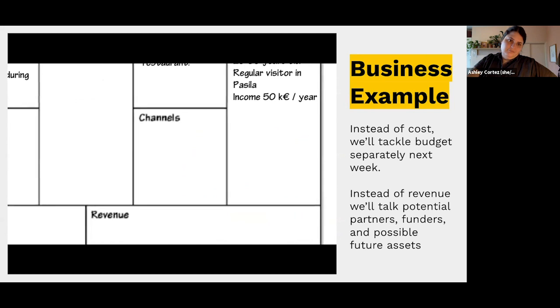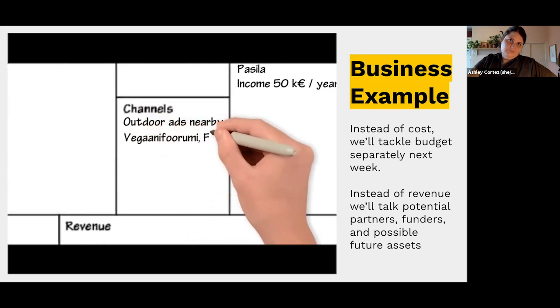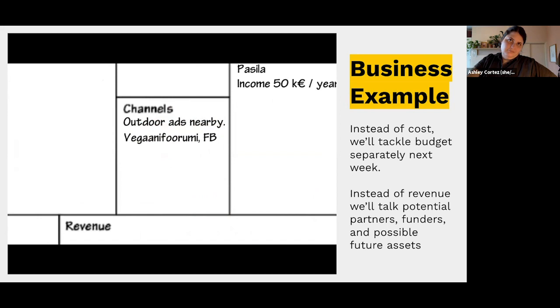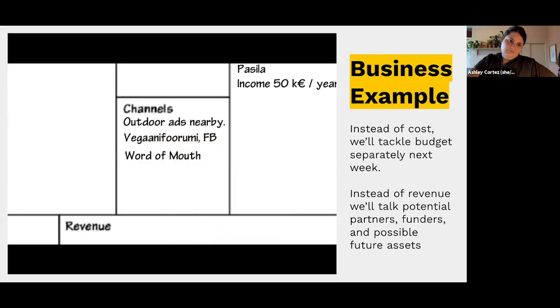Channels. How can Joe reach the 25 to 35-year-old vegans who work in Pasila? Outdoor ads near workplaces, obviously. Where else are vegans using their time? Vegaanifoorumi for one, Facebook groups. Facebook even lets you target advertisements by age, interest, location, and so on. Joe also thinks that word of mouth has a crucial role in this customer segment.